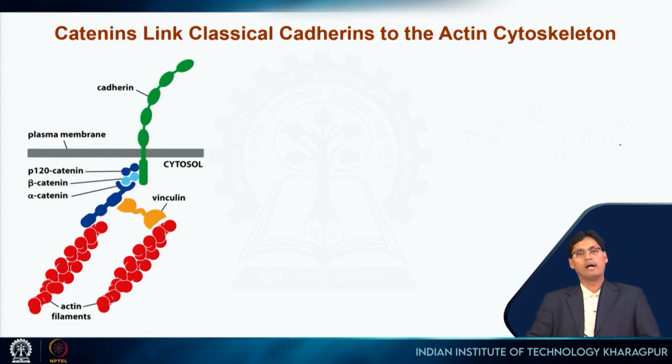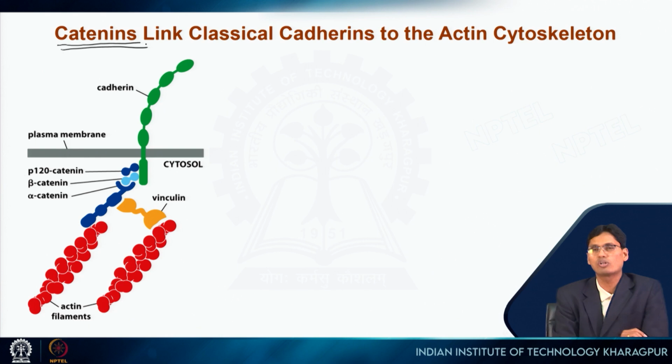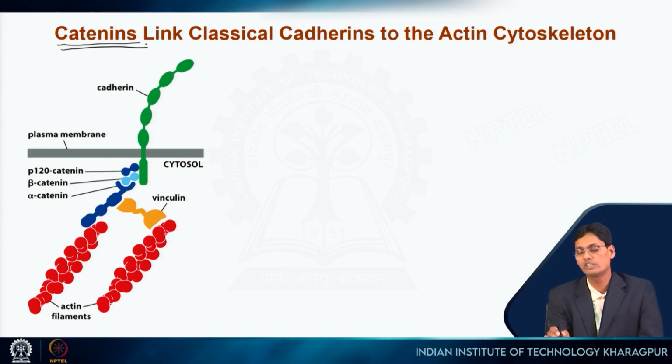Now, what is happening inside on the cytoplasmic side when cadherins interact? As you can see here, there is another group of proteins. Previously I mentioned some adapter proteins, because sometimes it's very difficult to remember so many names. That's why I just mentioned adapter proteins. But those are the catenins. Catenins link classical cadherins to the actin cytoskeleton, right?